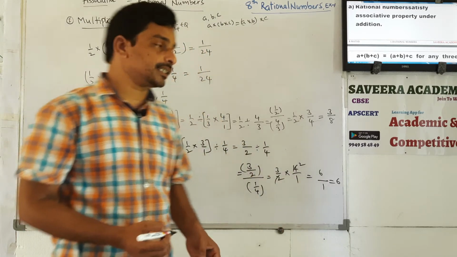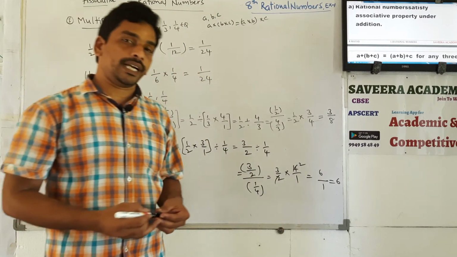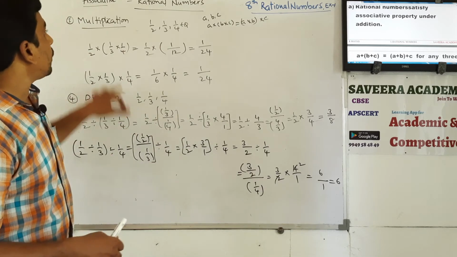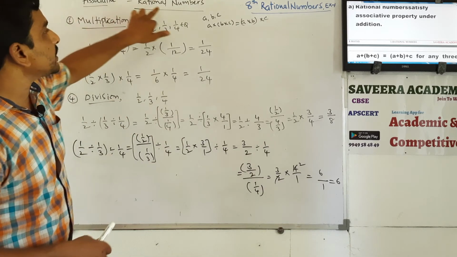6 by 1 means 6. So we didn't get the same answers. That means what do you say? Division doesn't follow the associative property in rational numbers.